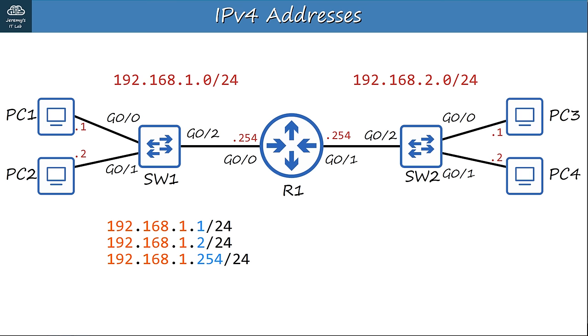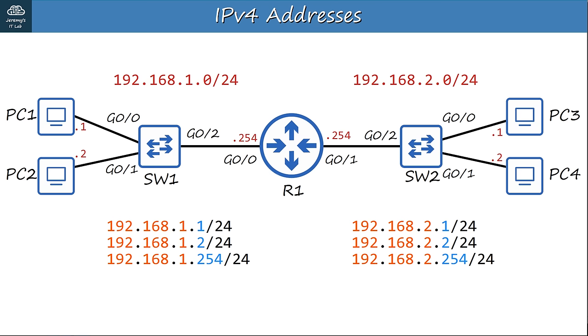Likewise, the IP addresses of PC3, PC4, and R1's G0/1 interface are 192.168.2.1/24, 192.168.2.2/24, and 192.168.2.254/24. Only the host portion of the address is different because they are on the same local area network.